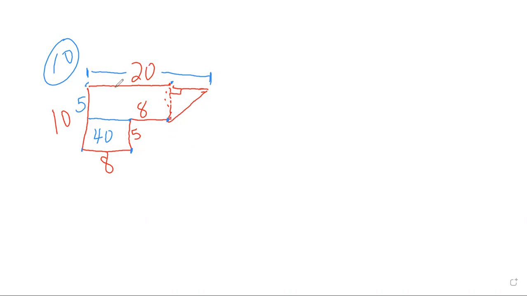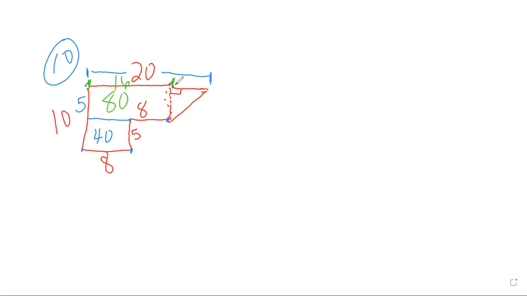I also know the distance from here to here is 8, but I also know from here to here is 8. So that means that the distance from, changing the color so we make this clear, the distance from here to here must be 8 plus 8 or 16. So this little rectangle here is 16 times 5, which is 80. All right, so we have 80 there.